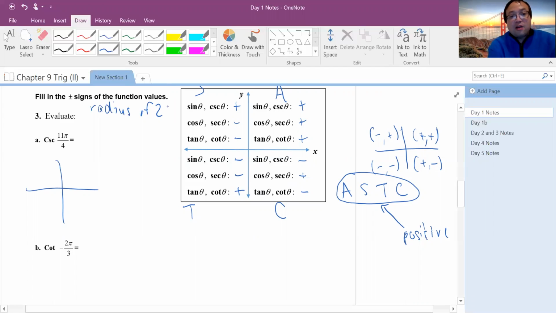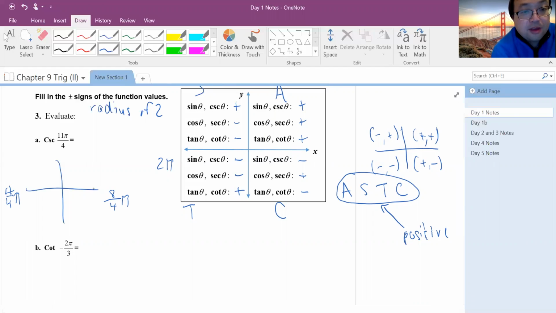Now remember how I showed you guys the angle of rotation? Here we have 0, 1 pi, and then that's going to be 2 pi. Now I'm going to put it in terms of fourths, okay? So we know 4 over 4 is the same as 1 pi. Over here, I'm going to have this one as 8/4 pi. Okay, now I'm going to rotate this counterclockwise, so that you guys can see where 11 pi over 4 is. Now this one's actually going to exceed 8 pi over 4.